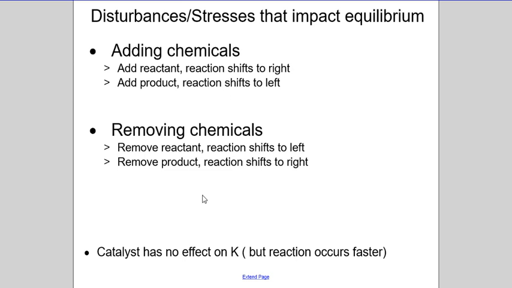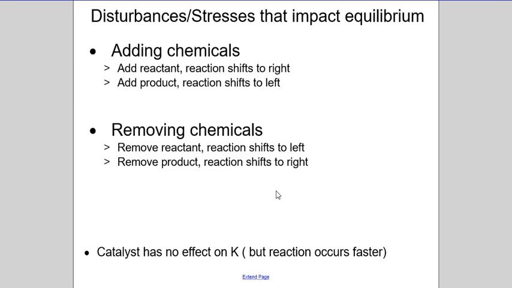If you remove chemicals, it does the opposite. It shifts to the same side. So if I remove a reactant, the reaction shifts left. It shifts to the reactant side. So I lost reactants, so I need to use some of the products to make more reactants to replace some of what was lost. If I remove a product, it needs to shift right. So adding chemicals shifts to the opposite side.